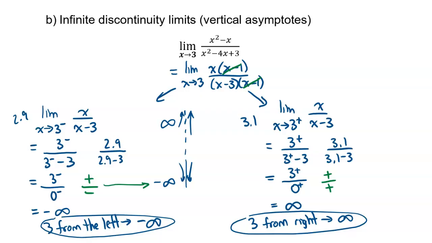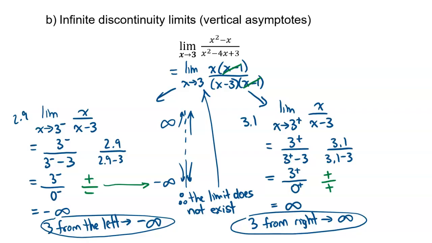But what about the limit as x approaches 3? Because we looked at it from both sides, but what about the limit in general? Well, it only exists if the limit from both sides approaches the same thing. And because it approaches negative infinity to one side and positive infinity to the other, we actually say that the limit as x approaches 3 does not exist.